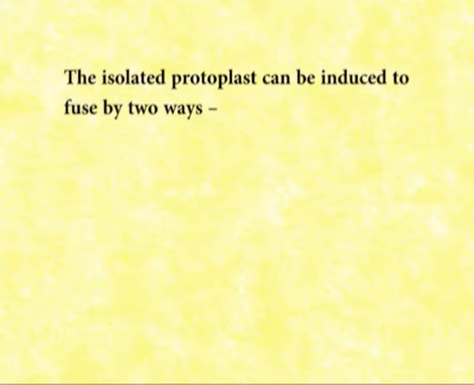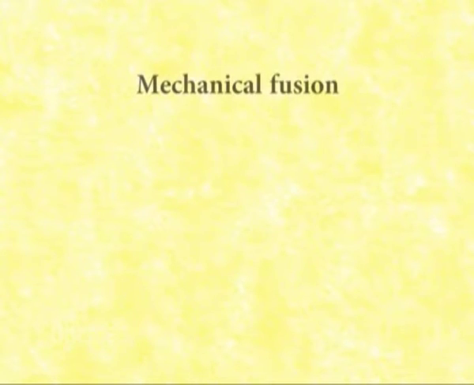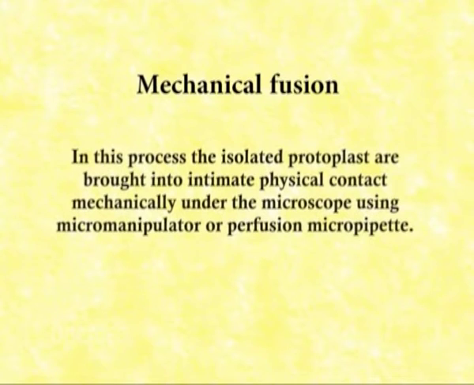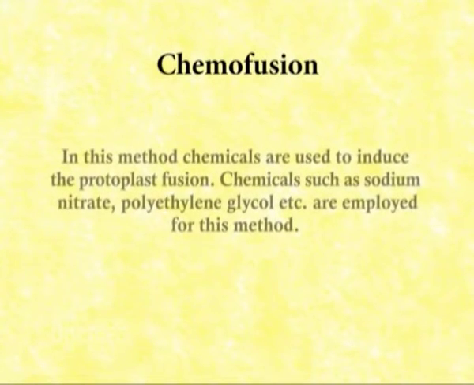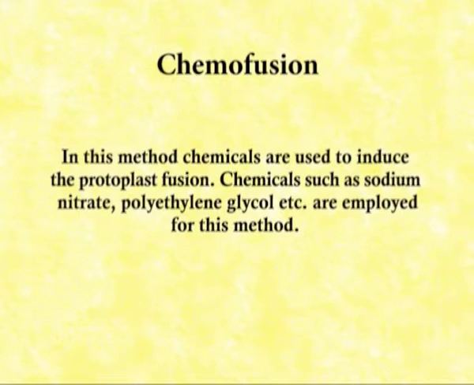The isolated protoplast can be induced to fuse in two ways. The first one is mechanical fusion and the second one is chemofusion. First, we'll see this mechanical fusion. In this process, the isolated protoplasts are brought into intimate physical contact mechanically under the microscope using a micromanipulator or perfusion micropipette. Then, in the case of chemofusion, in this method, chemicals are used to induce the protoplast fusion. So, chemicals such as sodium nitrate, polyethylene glycol, etc. are employed for this method.